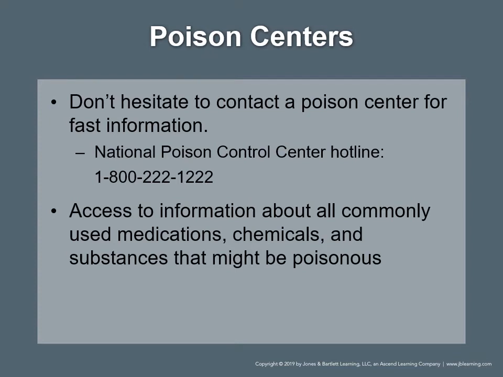Poison centers. It is difficult to keep up with the many street drugs. Don't hesitate to contact a poison center for fast information. The American Association of Poison Control Centers Poison Helpline is 1-800-222-1222. The people at the National Poison Control Center can give a fast rundown on the ingestion, its toxic properties, and steps to negate its effects. This will help you provide proper care. Poison control centers have access to information about all commonly used medications, chemicals, and substances that may be poisonous. Do not hesitate to use these resources when confronted with a toxin or poison you are unfamiliar with.